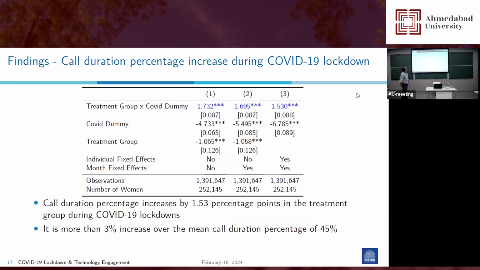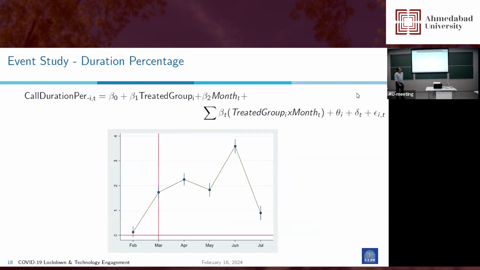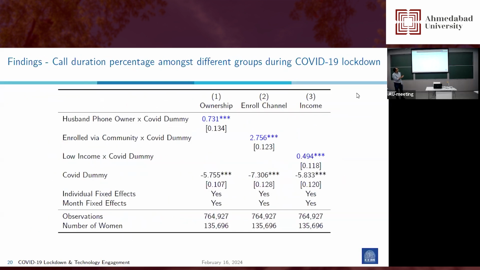So what we can see is that in three different specifications, which are just different fixed effects being absorbed, you should look at the top column. It shows that the average engagement really goes up for these women, around a 3% increase over a mean call duration percentage of 45%. I'll skip this because that would not be very important.